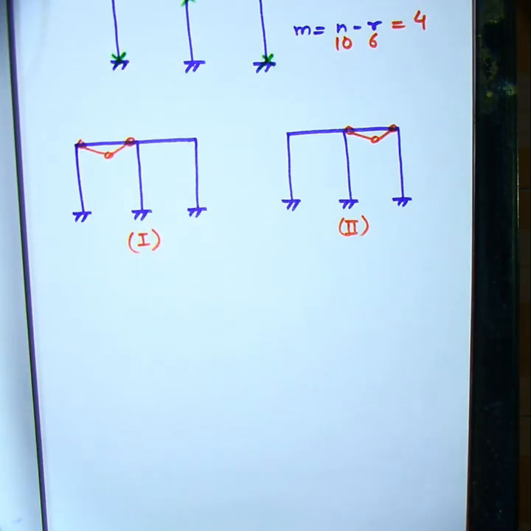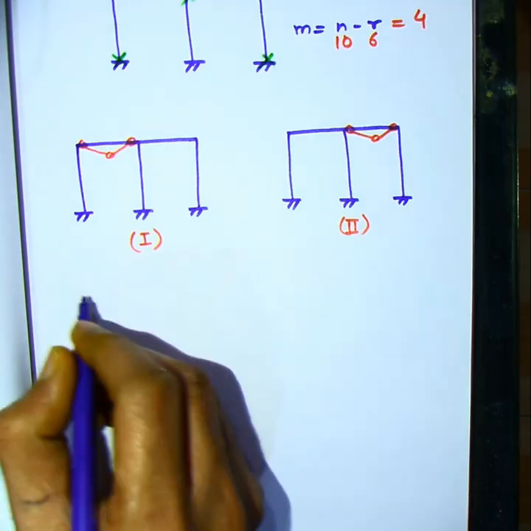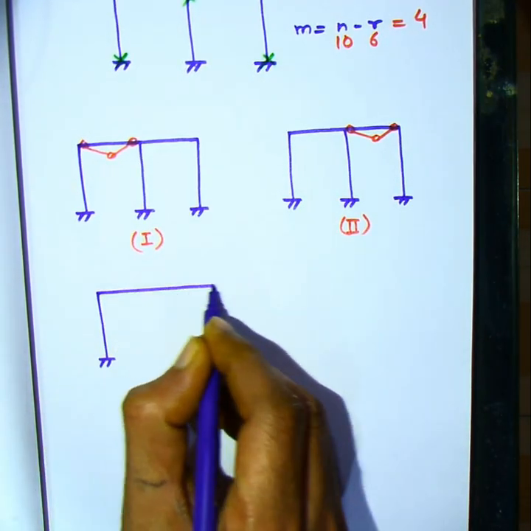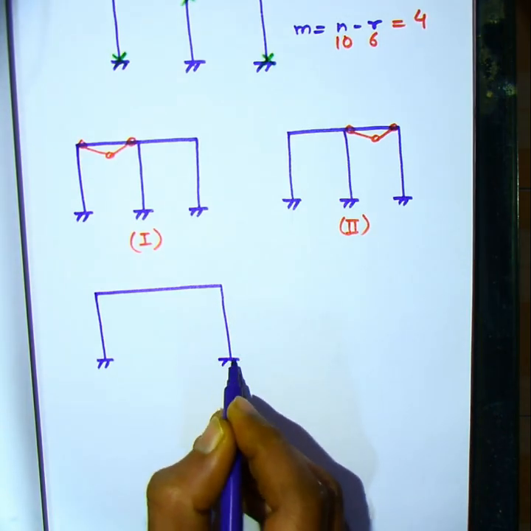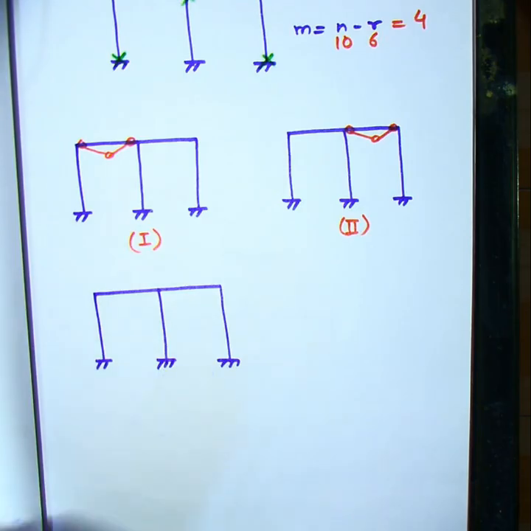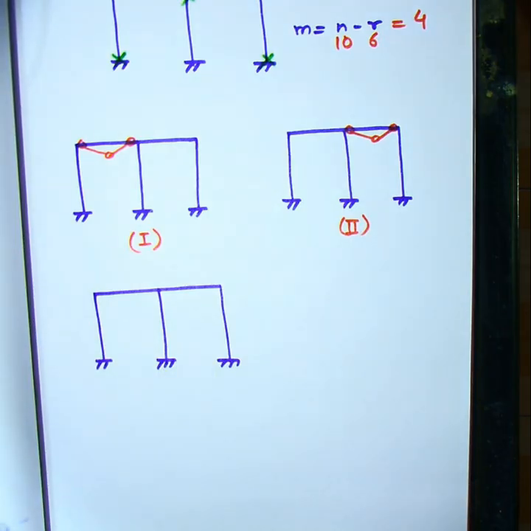The next possible mechanism shall be the sway mechanism. Here, since the structure is only single story, all the 3 columns will be involved, each with 2 hinges.